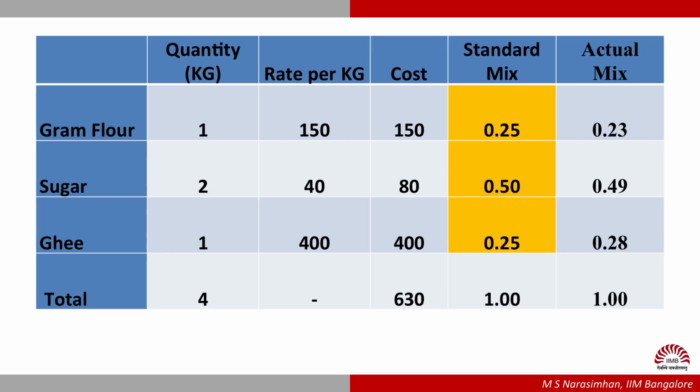The material mix variance arises because your mom is deviating from the standard material mix of 0.25, 0.5 and 0.25 or 1:2:1 and she changed to 0.23, 0.49 and 0.28. She actually used more ghee, which is the costliest material. In food preparation, such deviation normally happens because the cook adds ingredient till she or he gets desired quality, form or flavor.